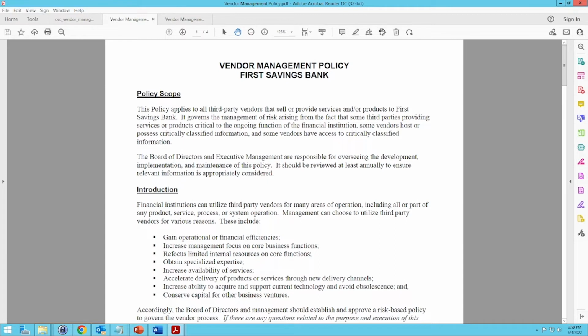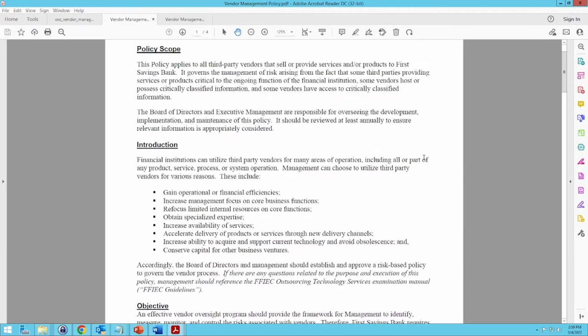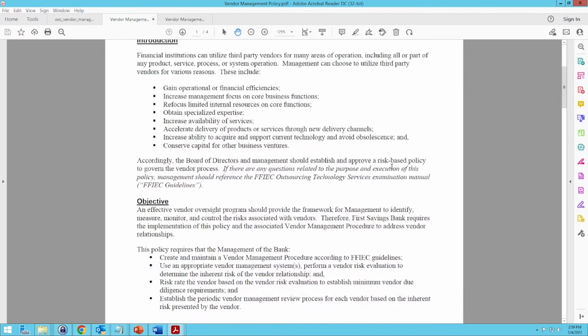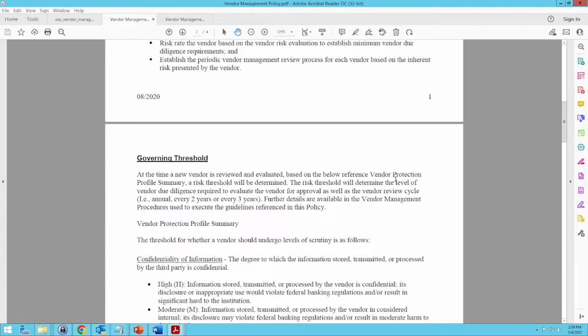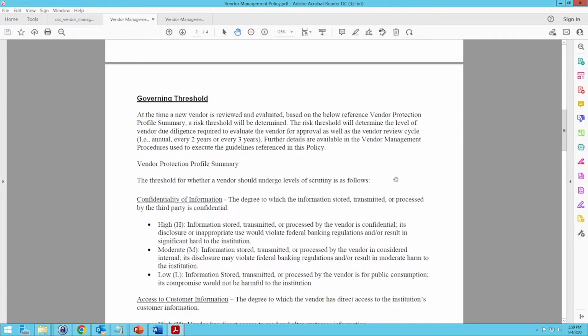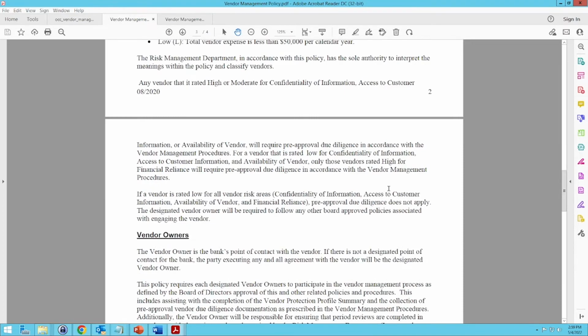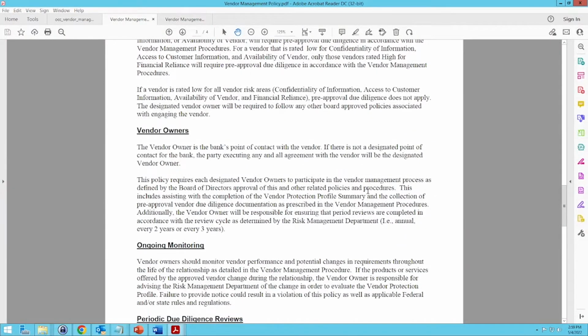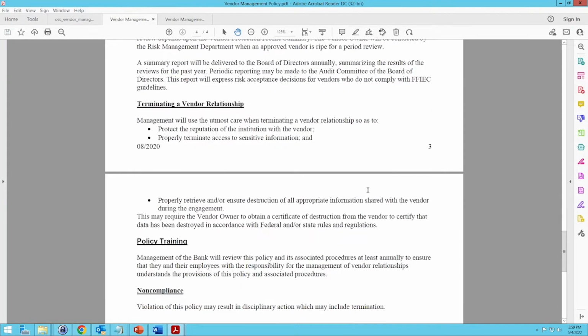The policy outlines the scope of the document, applying to all third-party vendors that sell or provide services. I'm not going to go into detail here, but suffice it to say, the policy lays out the requirements needed to effectively address vendor risk. The objectives. The governing threshold, which we will talk about later, is how we group vendors into different levels based on their risk, and defines what due diligence and other requirements are needed for each level. It also lays out the requirements for vendor owners, the specific individual who is responsible for the vendor relationship, as well as ongoing monitoring, due diligence reviews, vendor termination, and policy training.